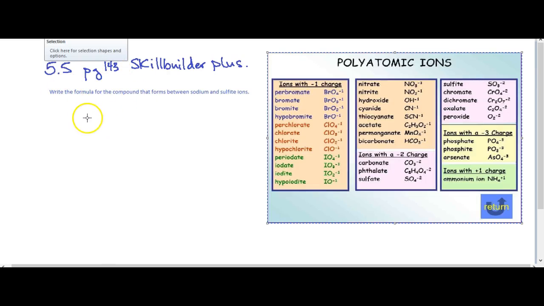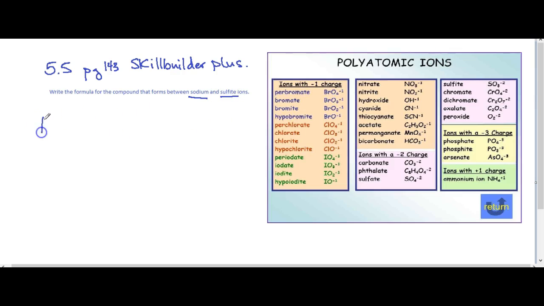This is from section 5.5 in the textbook on page 143 and is the Skill Builder Plus. So for this question we're looking at writing the formula for a compound that forms between sodium and sulfite, not sulfate.